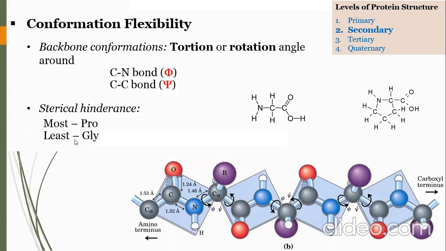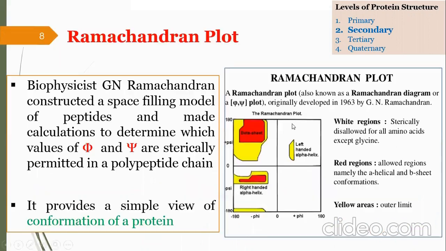So that doesn't mean they will be more stable or less stable. We are just talking about how they will behave and how flexible they will be in the secondary structure. And next to it is this Ramachandran plot. This is important, and the whole secondary structure depends on this plot.